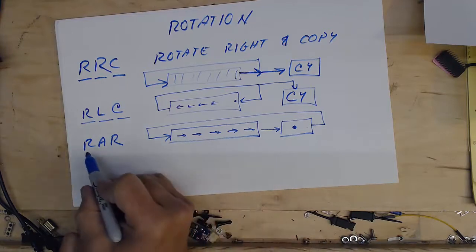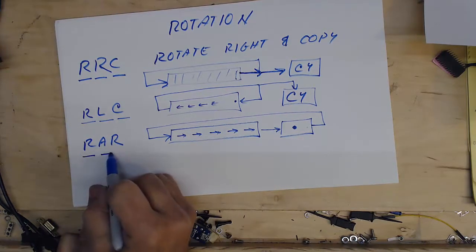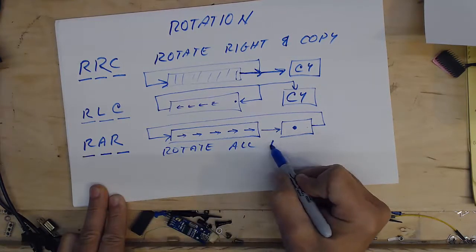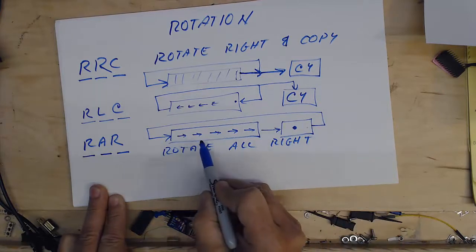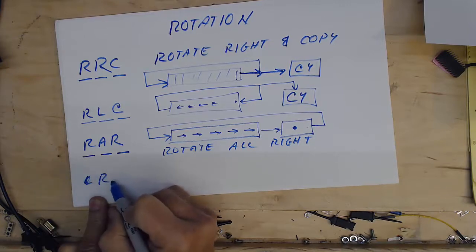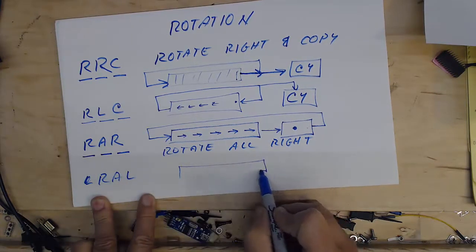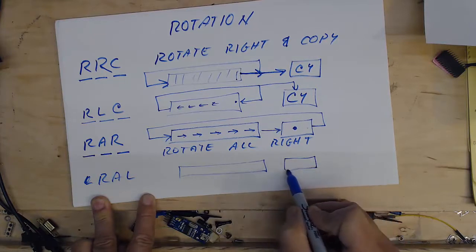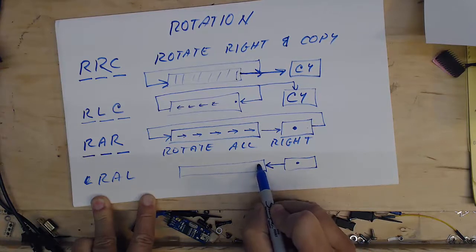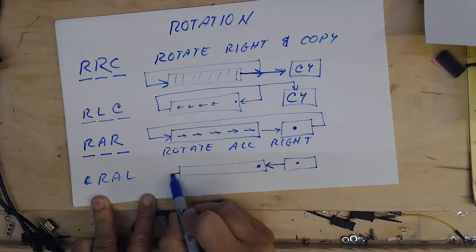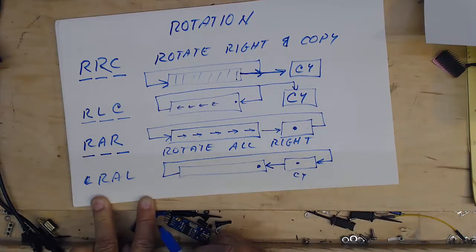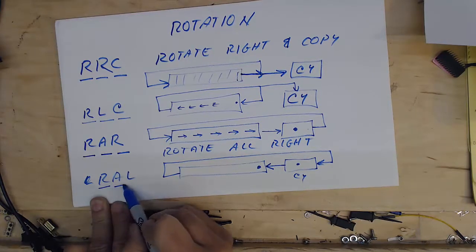And so the way that I remember these is I call this rotate all right. So we're rotating them all right. And then likewise, there's the rotate all left, which is just going to do the opposite. It's going to take whatever's in the carry and rotate that into the least significant bit, and then whatever's in the most significant bit is going to come out and go into the carry. So rotate all of them left.